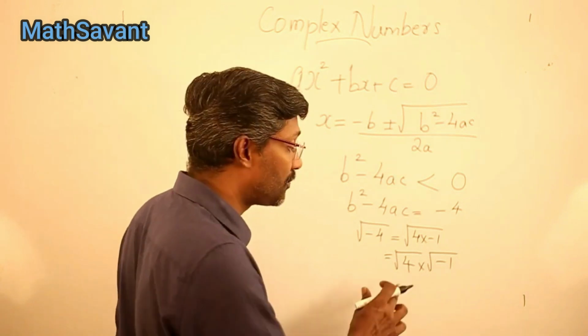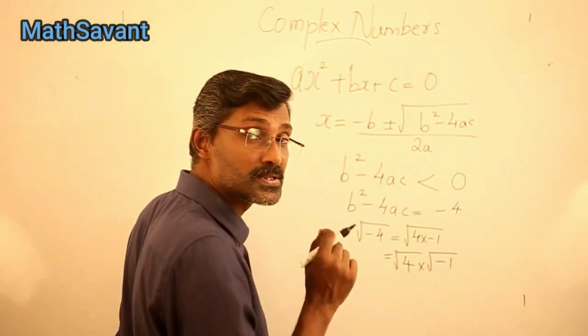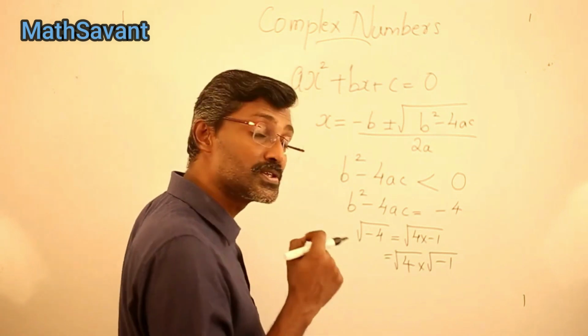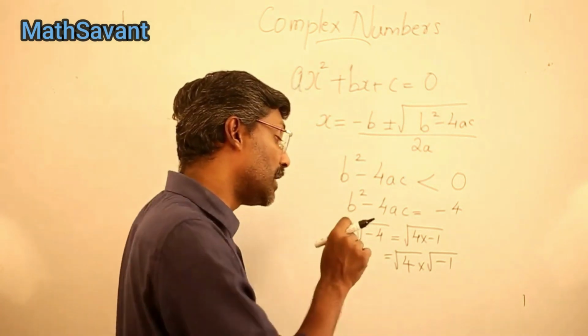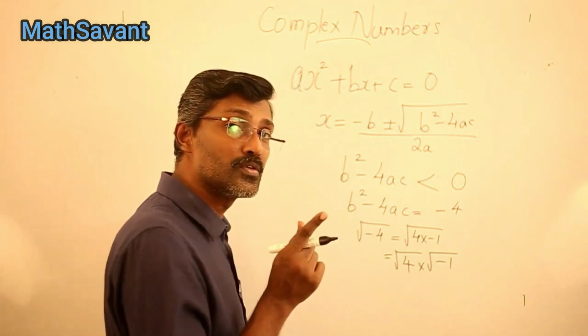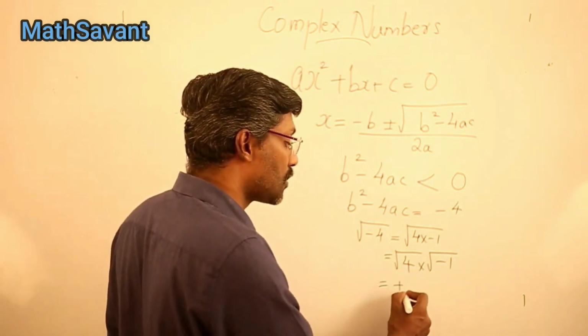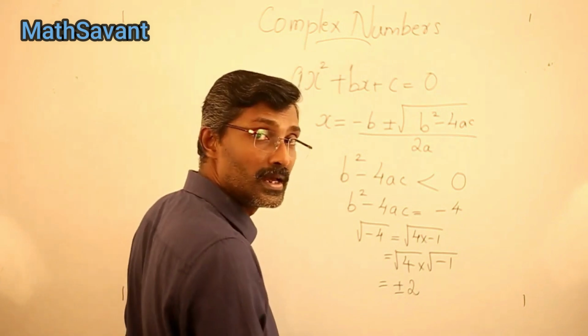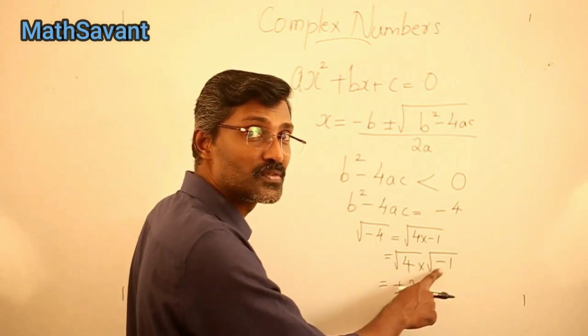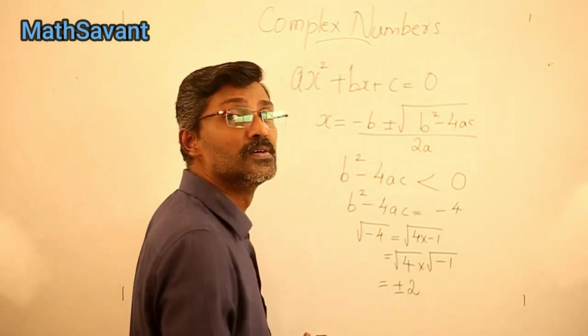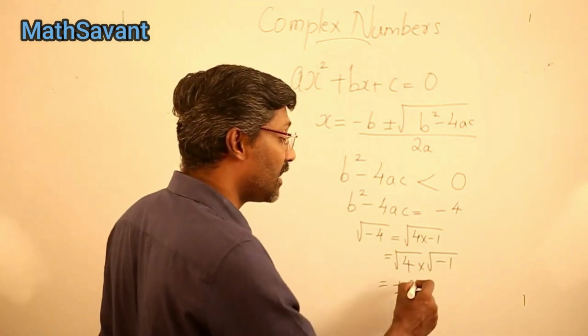And what is square root of plus 4? It is plus or minus 2, because plus 2 the whole square will give you 4, minus 2 the whole square will also give you the value 4. So you get the result as plus or minus 2 into what is root of minus 1? We have already learned that root of minus 1 is i.